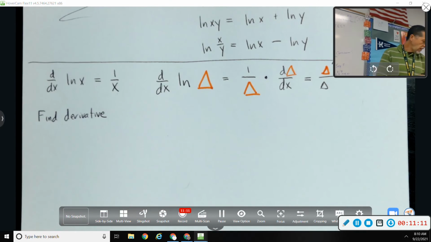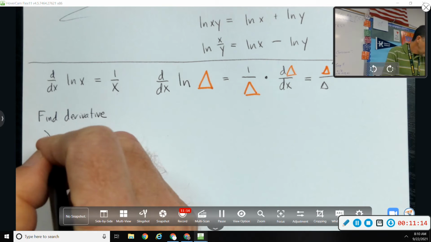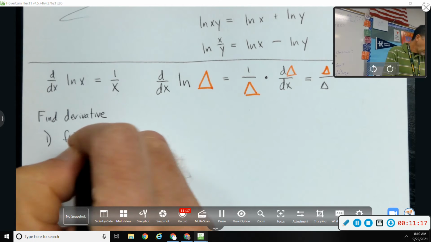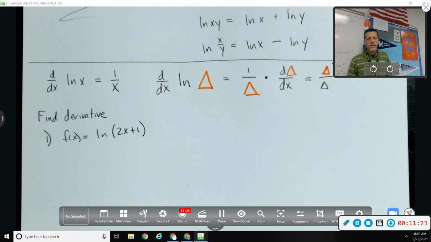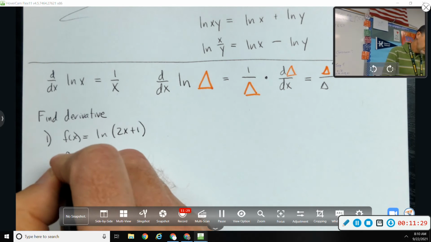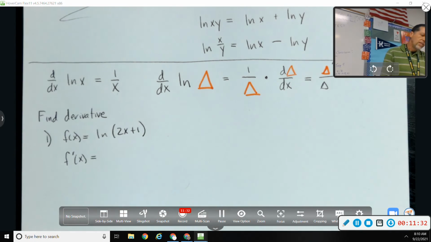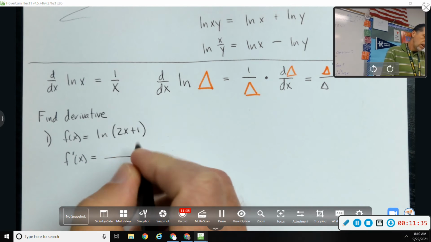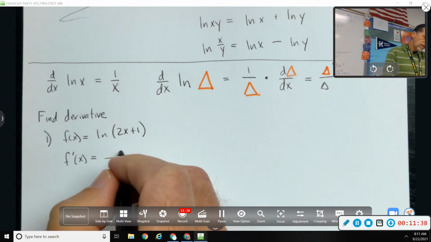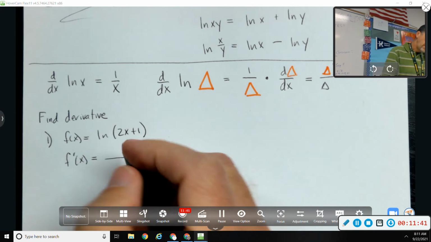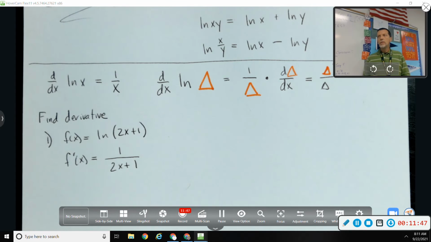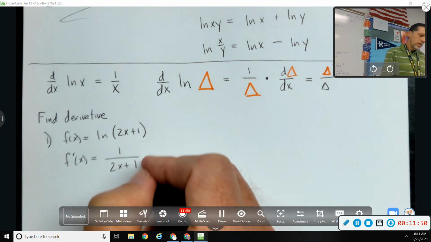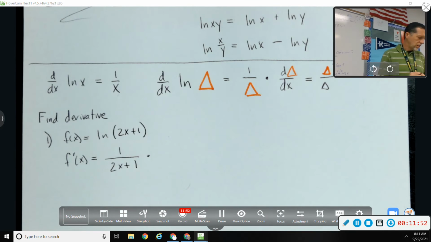All right, well, let's find the derivative of some of these things. f of x equals natural log of 2x plus 1. So its derivative is 1 over the argument. So 1 over 2x plus 1. But chain rule, what's the derivative of 2x plus 1? 2.